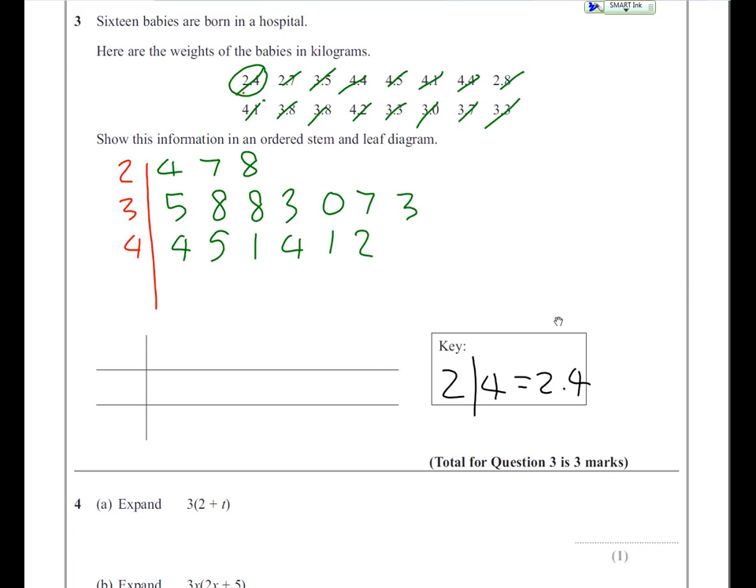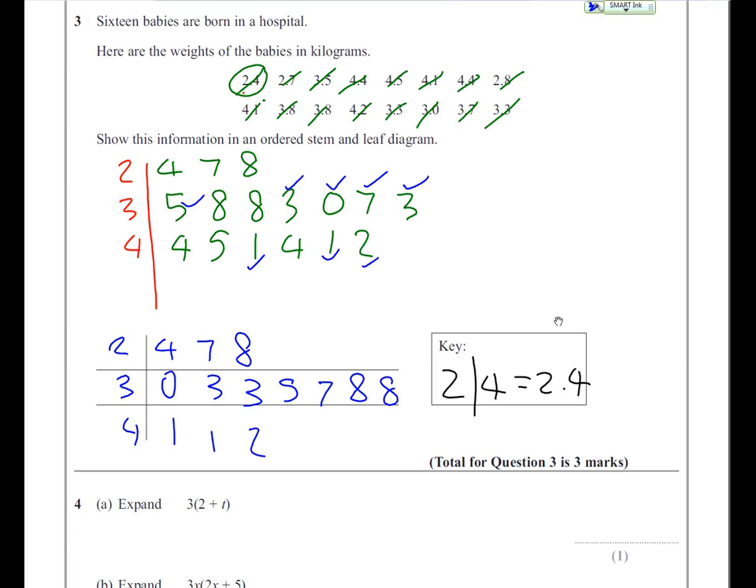Now the question is asked for an ordered one. So what we need to do is we need to do the same numbers just in order. So 2's are already in order. These 3's we need to put in order, starting with 0, 3, 3. Can you see I'm making sure I've got all of them? 5, 7, 8, 8. And for the 4's, 1, 1, 2, 4, 4, 5.